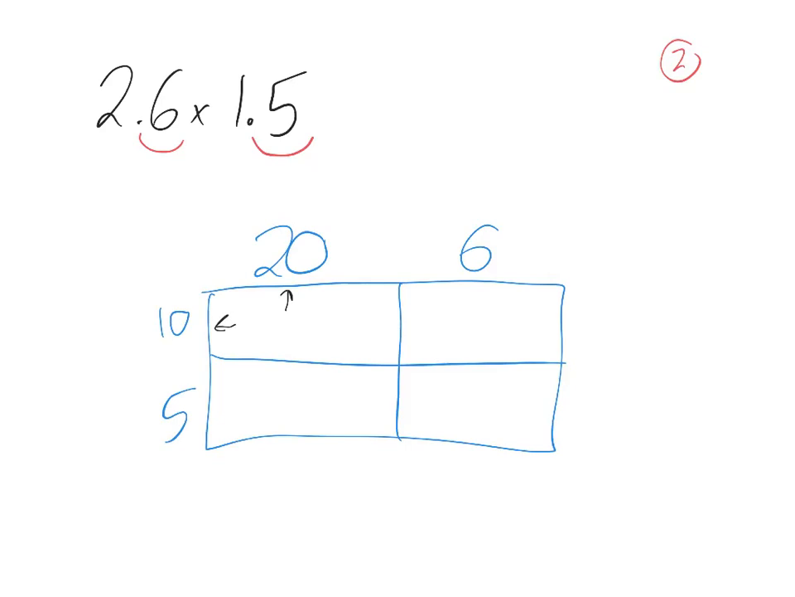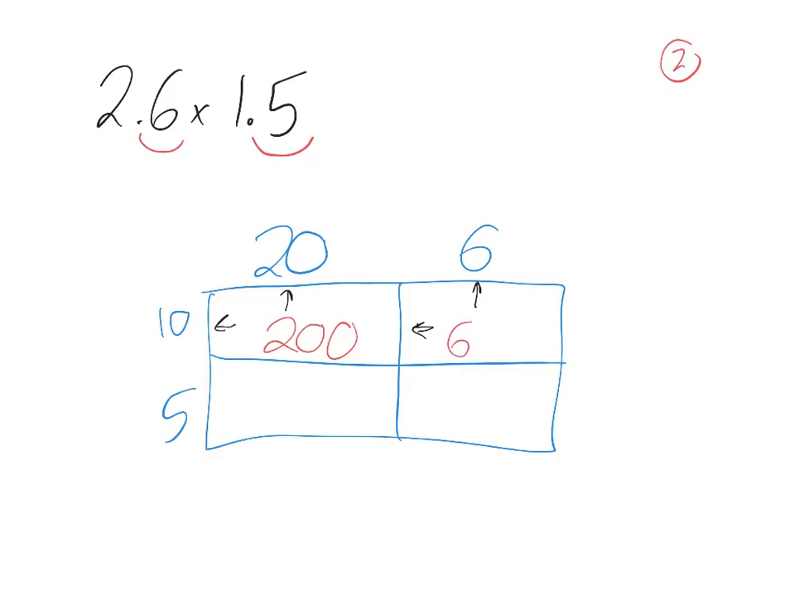Okay, what's 2 times 1? Good. And then how many zeros? Okay, so 10 times 20 is 200, right? And in this box, what two numbers am I going to multiply? Good. What's 6 times 10?